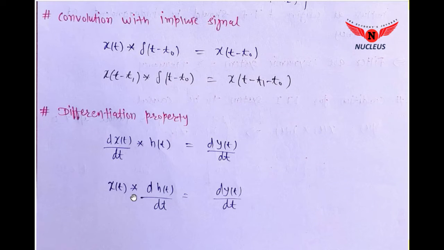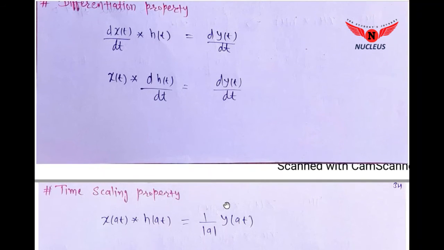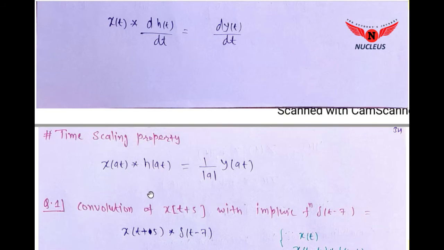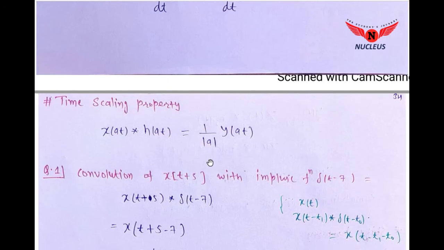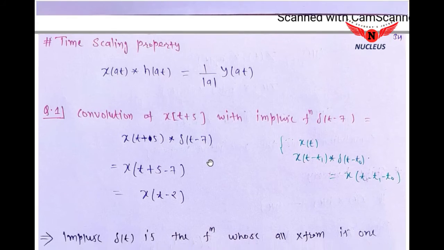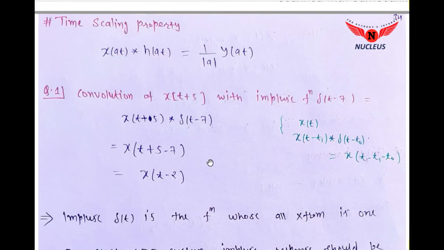The differential property of convolution is, if you differentiate, dx/dt convolution h(t) equals dy/dt, and x(t) convolution dh(t)/dt also equals dy/dt. And the time scaling property: x(at) convolution h(at) is equal to 1 by mod a times y(at). To understand the convolution, let's take one example. The impulse function and the input are given, so we have to find the convolution of x and h. You can write it in this form, x(t plus 5) convolution delta(t minus 7).